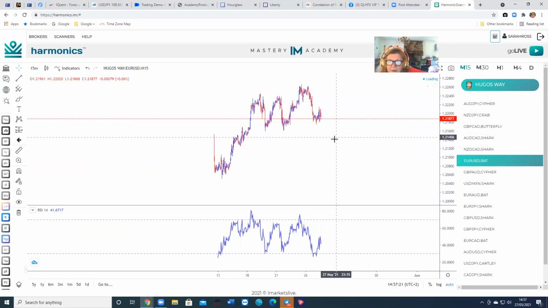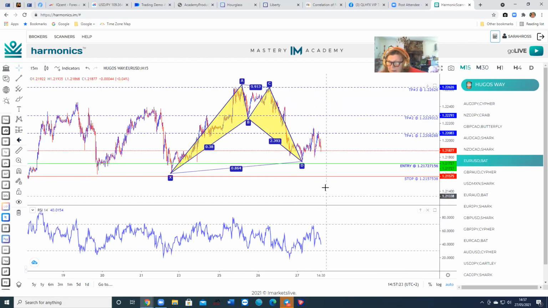Euro USD. There's a Euro USD one, which is paying out at 88%. So that has now hit take profit 1 on the scanner. It's done its retrace back. You can clearly see the upward trend. This is on the M15. So that looks like it could be a buy for us.